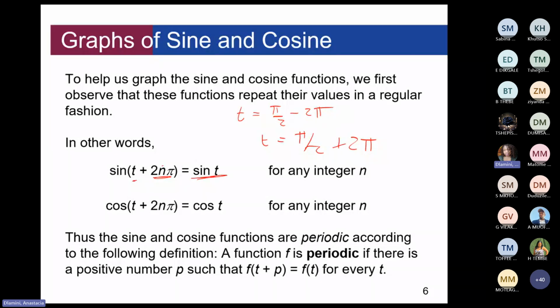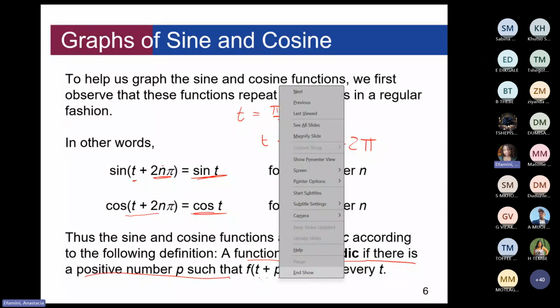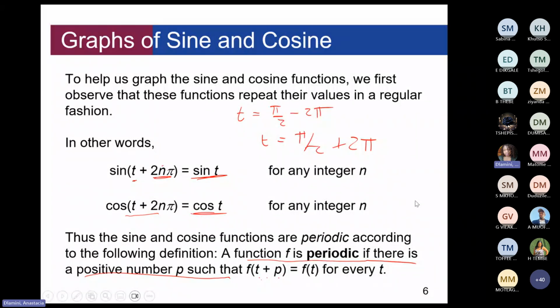So then they say the sine function and the cosine function are periodic according to the following definition. Here's a definition of a periodic function. They say a function is periodic if there's a positive value of p, such that f of t plus p is equal to f of t, for every value of t. Does that definition make sense? Can I move on? No. Does not make sense.